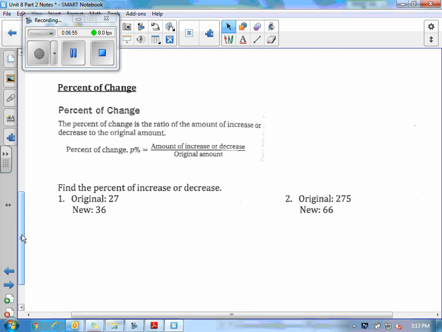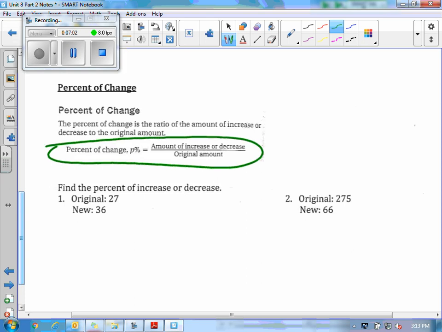The second thing we're going to talk about in this part is percent of change. Percent of change has a very specific formula you have to use, which I cut out of the book and put right there. To find the percent of change, you're going to do the amount of increase or decrease over the original. So I just call this the change, which will be either up or down, over the original.